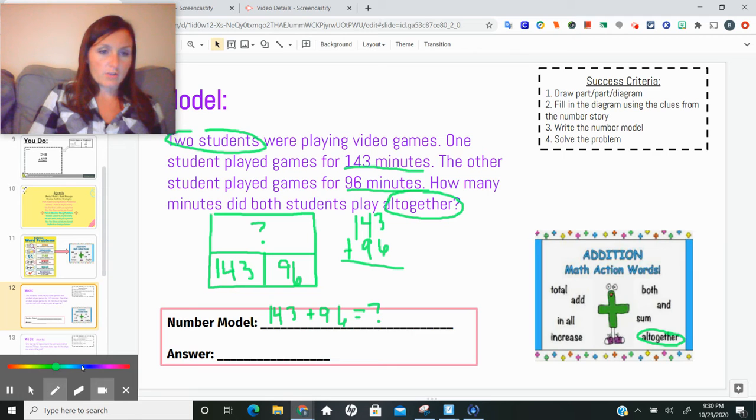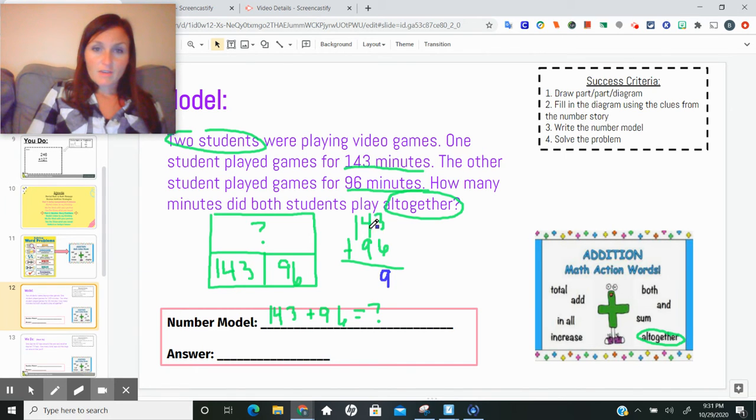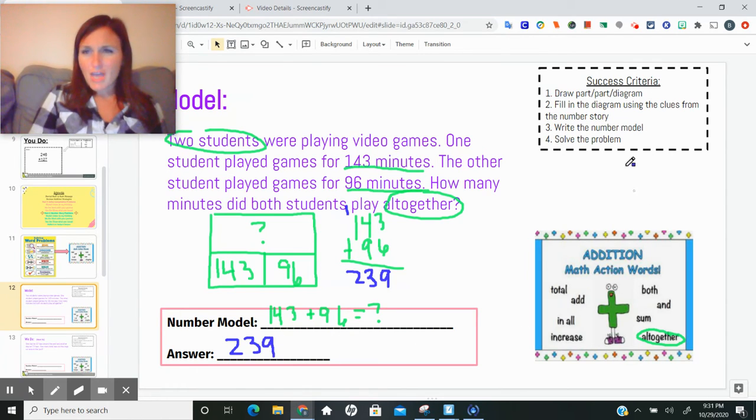Okay, and I'm going to change colors just so you can easily see my writing. So 3 plus 6, so 6, 7, 8, 9. So I'm going to write the number 9. 4 plus 9, 9, 10, 11, 12, 13. Ooh, okay, so I'm going to write the 3 here. I'm going to carry that 1. So 1 plus 1 is 2. There was no hundreds here, so I'm going to write 2. So my answer should be 239.